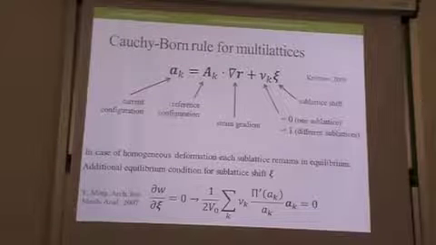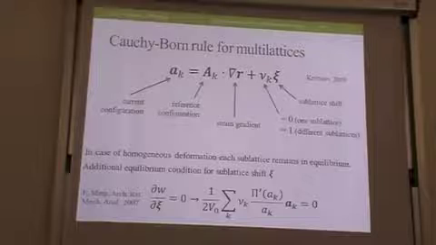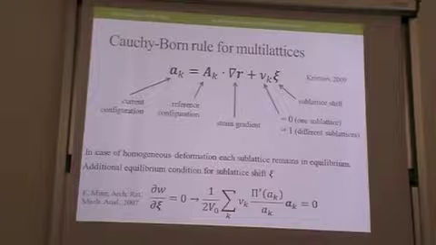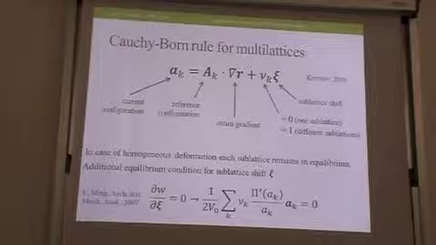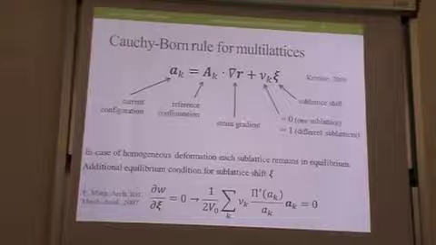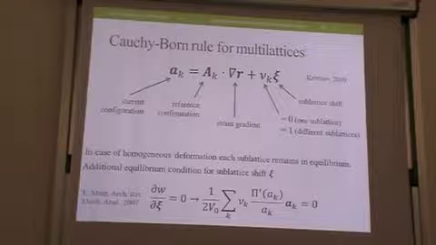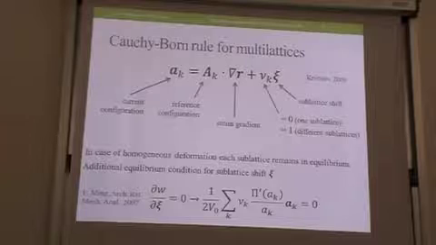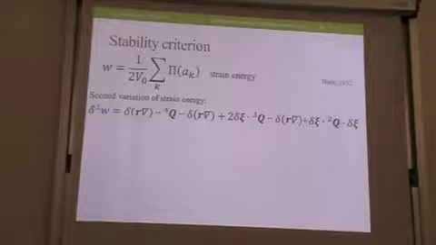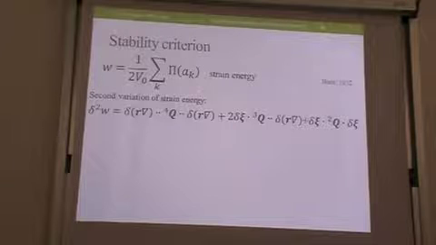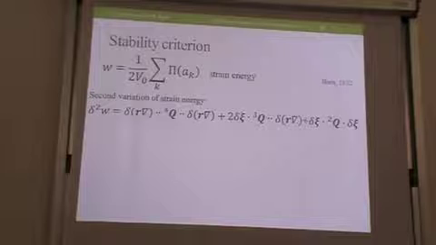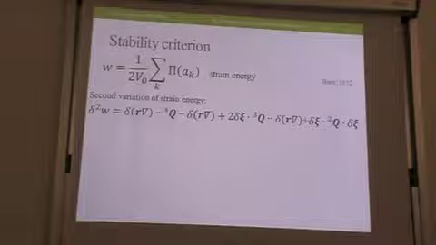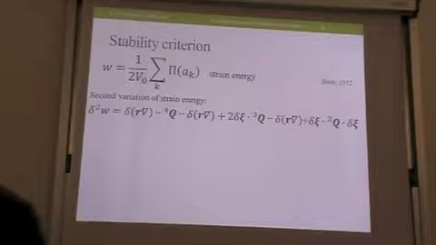In case of homogeneous deformation, each sublattice remains in equilibrium. I will show it later. And to determine the sublattice shift, this vector psi, we need an additional equilibrium condition, which looks the following way. I made a mistake on the previous slide. I didn't introduce the strain energy properly. It's the Cauchy-Born strain energy. It's just the sum of the potentials of all bonds that we can take into consideration.